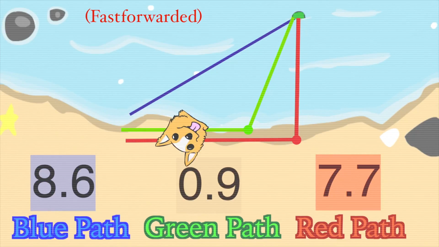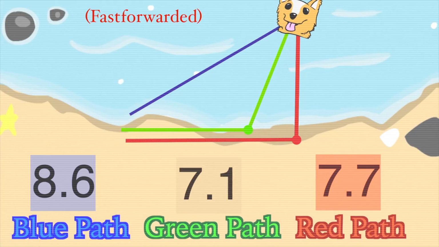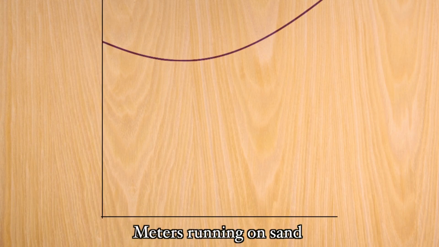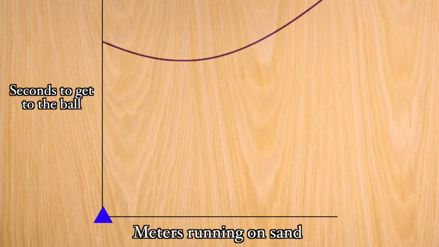Remember that the dog moves faster on the ground. The graph of the dog would look something like this. The bottom numbers are the meters the dog runs on the sand, and the left numbers are the seconds it takes to get to the ball. If he runs a really short distance or a really long distance on the sand, it will take him more seconds to get to the ball.